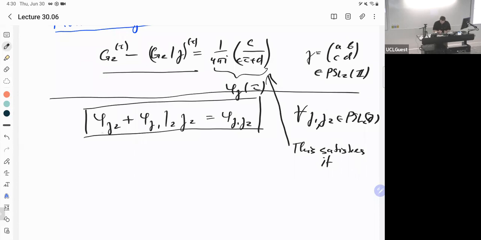So let me explain where this condition comes from. Really, phi gamma is the difference between G2 and G2 acted on by gamma.